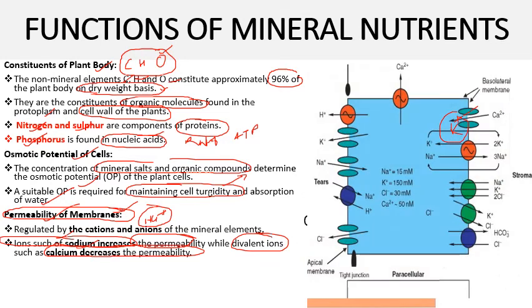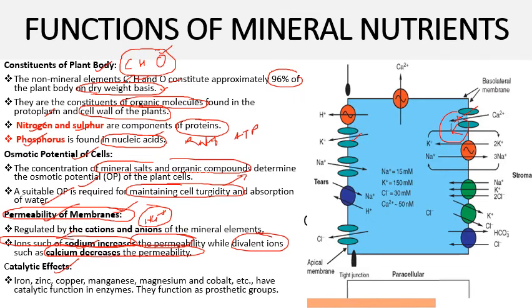Next function is catalytic effect. There are many nutrient elements which play important role in maintaining the catalytic properties of various enzymes. Like we have iron, zinc, copper, manganese, magnesium and cobalt. They have important catalytic function in enzymes. तो ये जो enzyme की catalytic functions हैं उन्हें control करते हैं, उन्हें maintain करते हैं. They function as prosthetic group, और ये prosthetic group के रूप में function करते हैं.